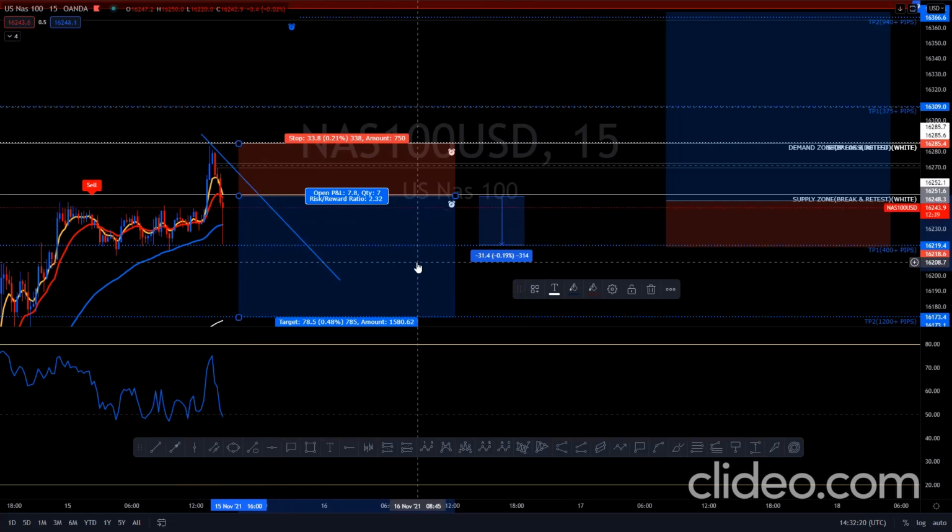What's your lot size looking like? Oh, I did 0.05. But if I had done $2 per pip, that would have definitely been a $250 profit. Ooh. I want to see price drop a little bit more. I think it's going to drop though ultimately.